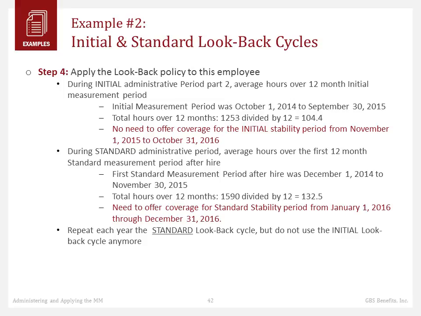The total hours over that 12 months was 1,253. You divide that by 12 and you get 104.4. That is not an average of 130 hours per month. That's an average of 104. So that means this employee was not full-time and is not eligible and did not need to be offered coverage. So, and I think that's what happened for this particular employee.